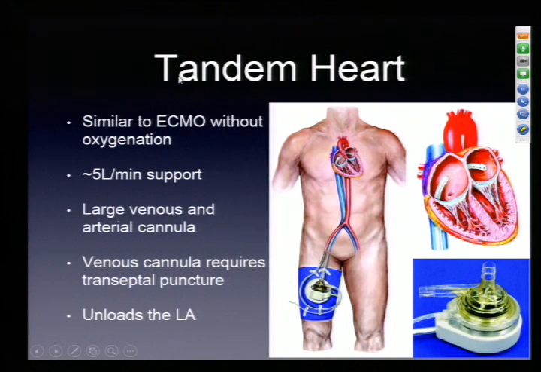The Tandem Heart device is similar to ECMO. It uses large cannulas. The venous one is placed all the way up and across the interatrial septum into the left atrium. So that requires a transseptal puncture with a needle. So that is a complicating issue. The benefit of this is that it's taking oxygenated blood from the left atrium and it's unloading the left side of the heart and then pumping it into the arterial system through a large cannula in the arterial system here.